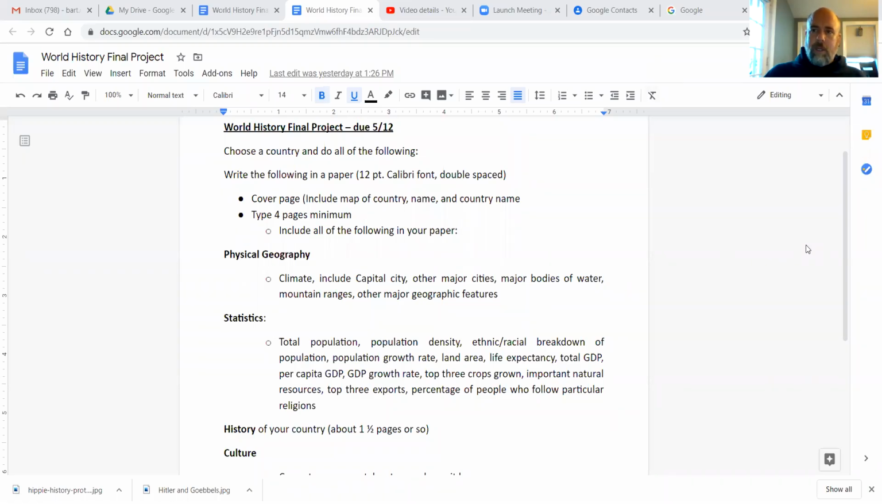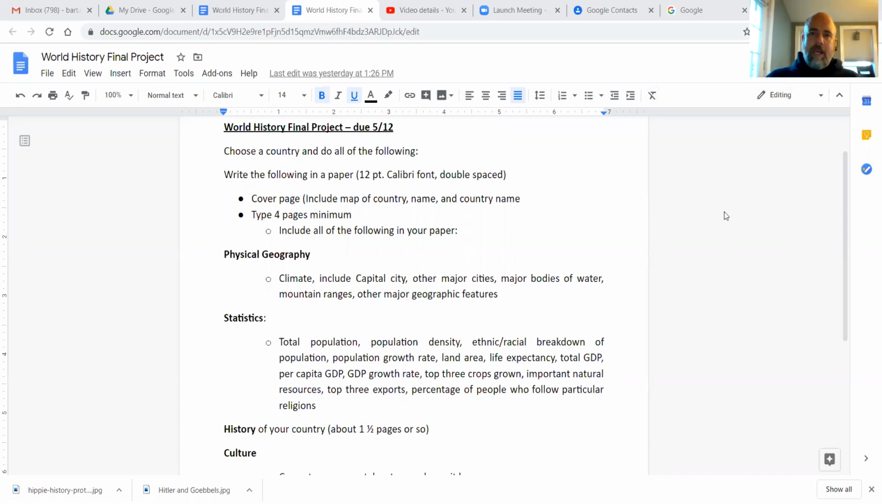All right, guys. So I'm doing this for those of you who missed yesterday's meeting about the final project for world history, because obviously Zoom was having some issues yesterday. So here's the basic overview of the assignment.